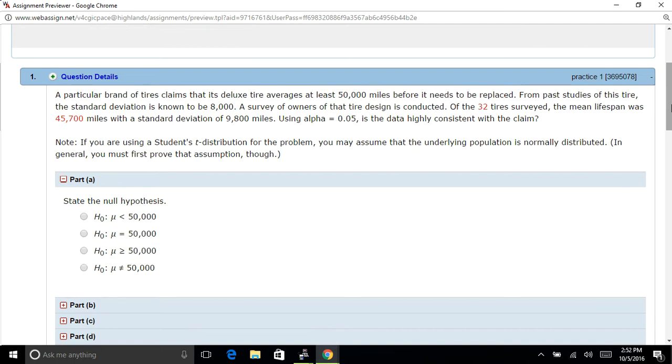A particular brand of tires claims that its deluxe tires average at least 50,000 miles before it needs to be replaced. From past studies of this tire, the standard deviation is known to be 8,000. A survey of owners of that tire design is conducted. Of the 32 tires surveyed, the mean lifespan was 450,700 miles with a standard deviation of 9,800 miles. Using an alpha of 0.05, is the data highly consistent with the claim?